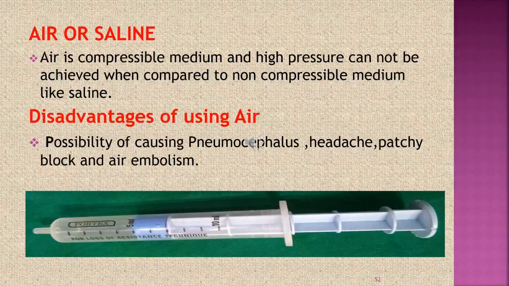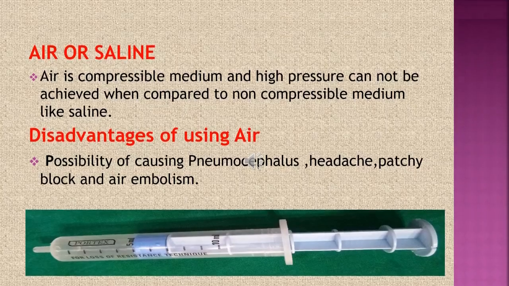Now, a small point on the media used for the detection of the space, air or saline. Air is a compressible medium and high pressure cannot be achieved when compared to a non-compressible medium, that is saline. What are the disadvantages of using air? There is always the possibility of causing pneumocephalus, headache or patchy block, and a rare possibility of air embolism.